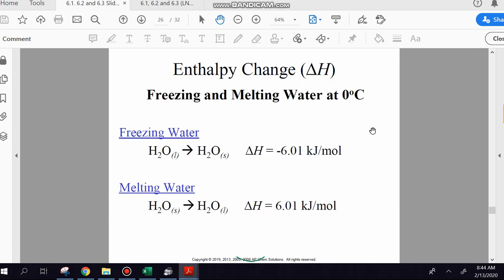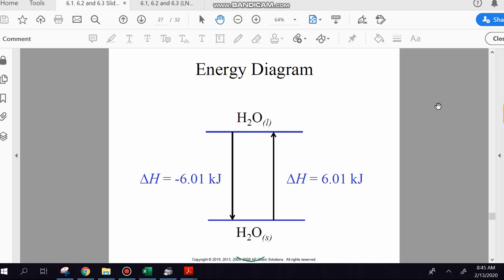It's the same concept here when we have a physical change with the freezing of water. Because it's an exothermic process, it's a negative value. It's the exact same number, but with a positive value when you melt water, because it's an endothermic process. Here's the energy diagram for that process.